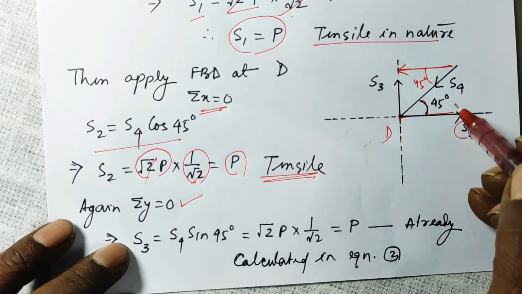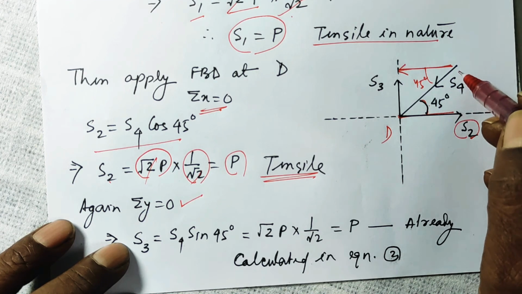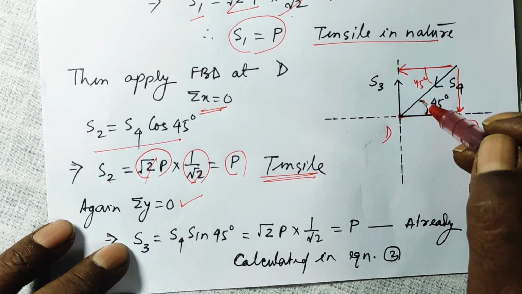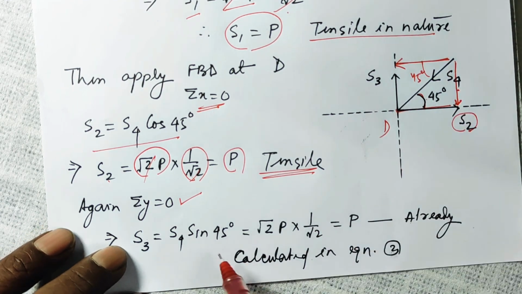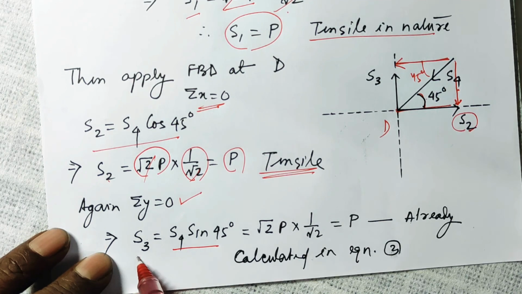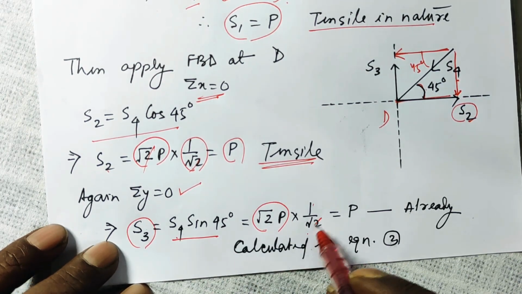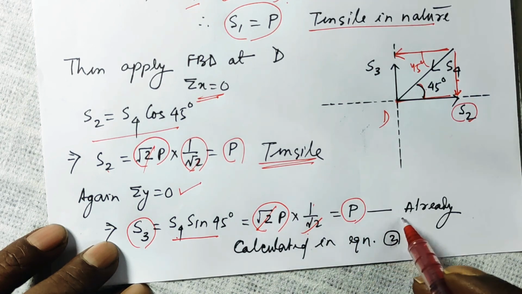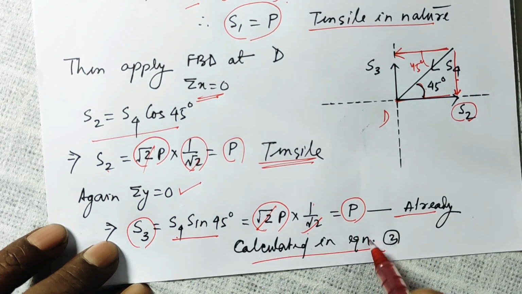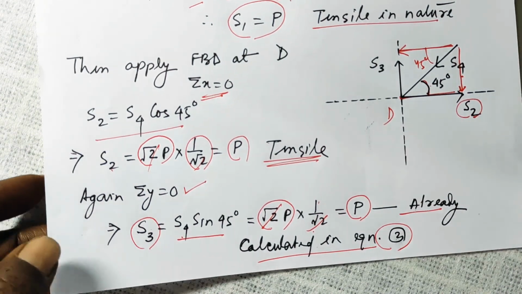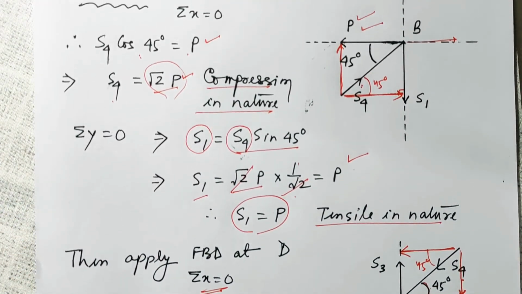Sigma y is equal to 0. The component of S4 along the y-axis from here to here will be S4 sine 45, because it is in front of the angle. So S4 sine 45 is equal to S3. I put the value of S4 sine 45, root 2 cancel, is equal to P. So it is already calculated in equation 2. But still, if you want to calculate here, you can calculate here also. So that is all about it.